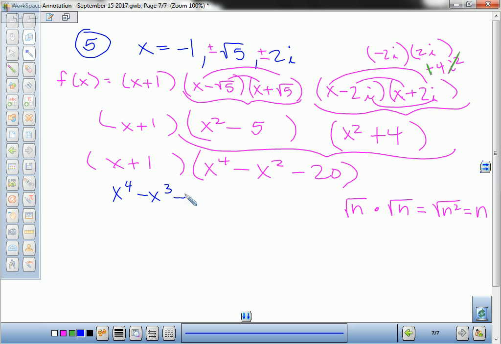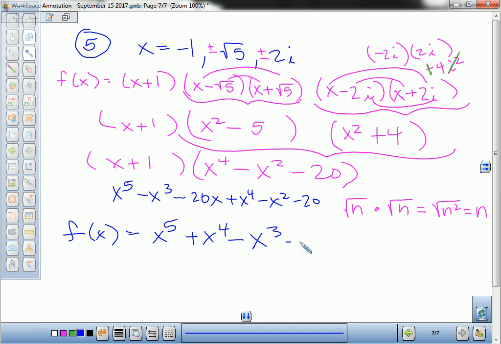And I get x to the 5th. Excuse me. An x cubed and a 20x. And then I'll distribute the 1. So I get the same thing again. 1 doesn't change anything, so this stays the same, this stays the same, this stays the same. And then I just have to put it in the right order. So 5, 4, 3, 2, 1, constant.